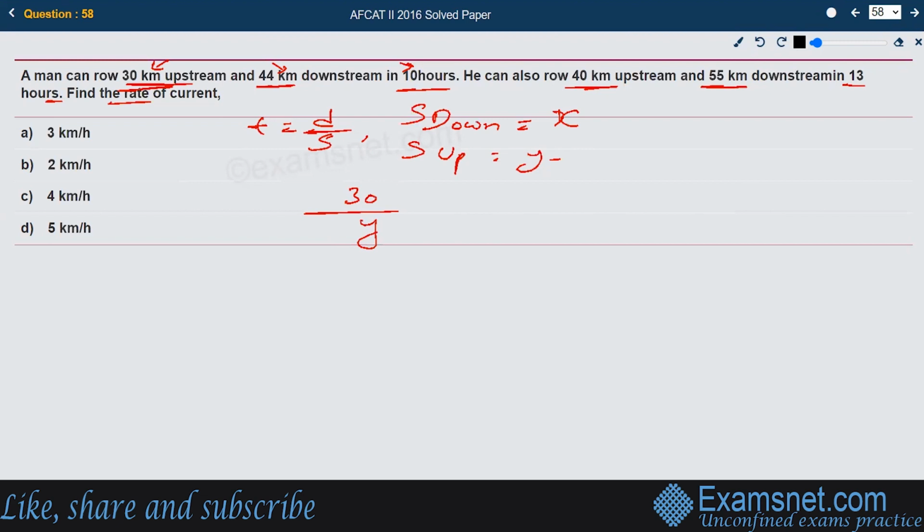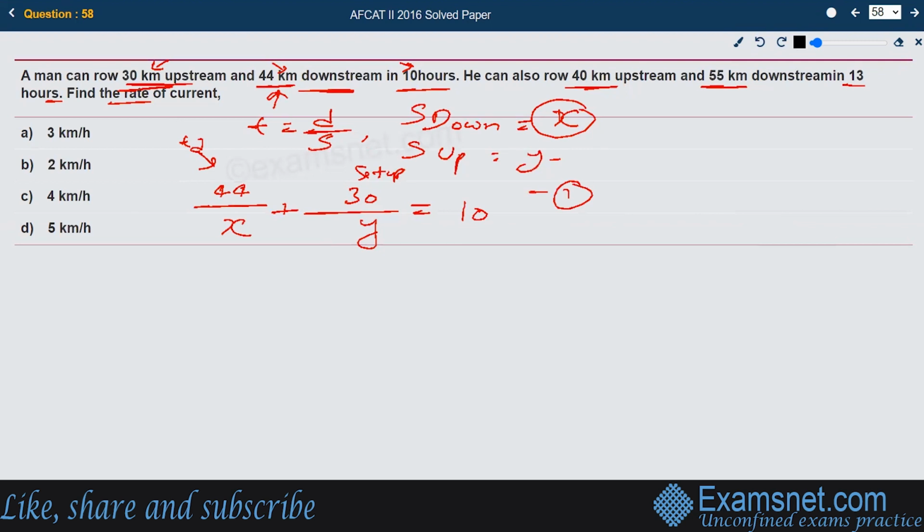And similarly he has traveled 44 km downstream. Downstream distance is 44. Downstream speed is, we have assumed it to be X. So it is 44 by X. Now this is your downstream time. We can say T down, and this is your upstream time. We can say T up, and the total time is 10 hours. So this becomes the first equation.